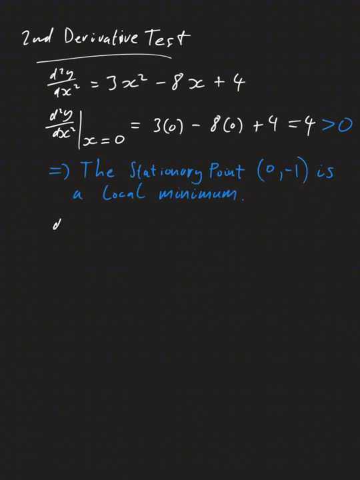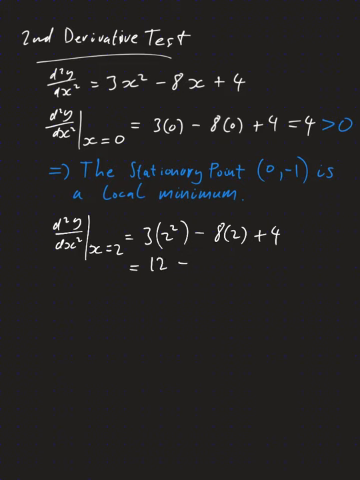Next I'll check my other stationary point at x is equal to 2. So the second derivative at x equal to 2 is equal to, I'll just pop 2 in there, 3 times 2 squared minus 8 times 2 plus 4. So that's equal to 3 times 4 is 12, minus 16, plus 4, is equal to 0. It looks like we have a stationary point of inflection. Remember that a point of inflection is somewhere where the second derivative changes from being positive to negative or vice versa. So it will be 0 at the actual point of inflection.